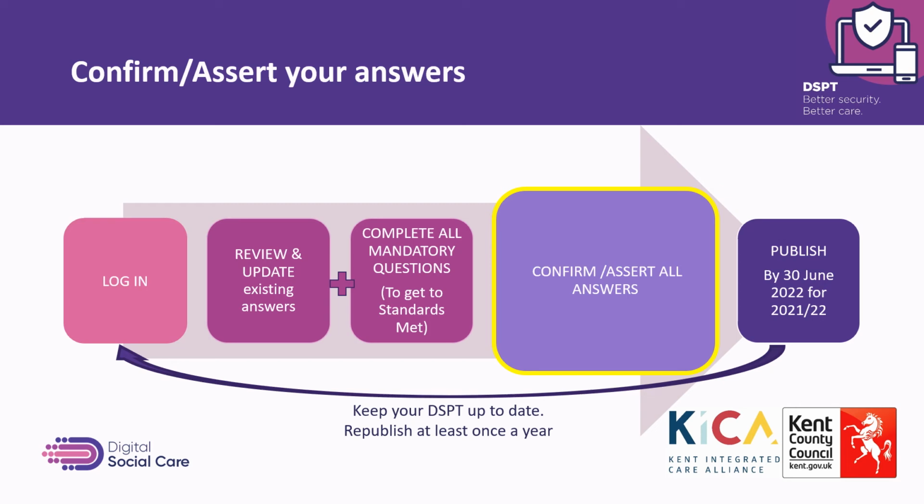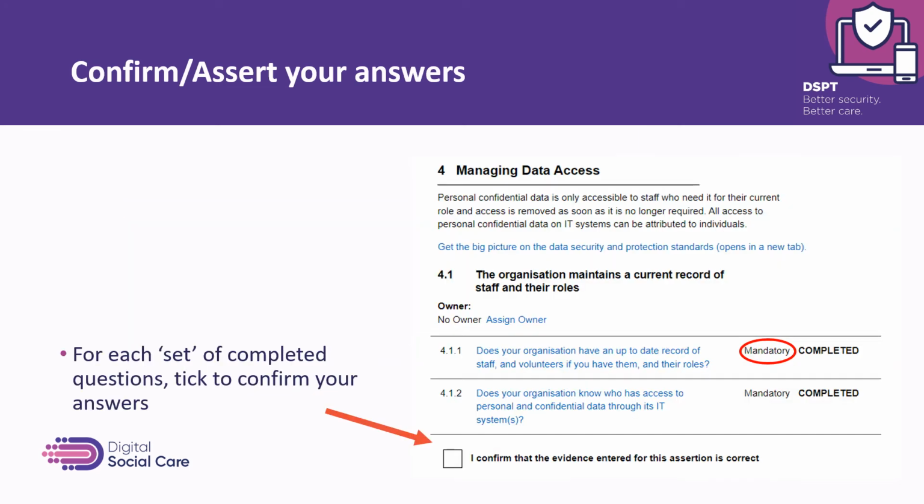After reviewing and completing all the mandatory questions, the next step is to confirm your answers are correct. For each set of completed questions, you need to tick the box underneath the section which says, "I confirm that the evidence entered for this assertion is correct." This tick box does not appear until all the mandatory questions have been completed in that set. You have to confirm your answers each time you republish your toolkit, and it notes who confirmed it and when. This is an important step as you cannot republish without doing this.